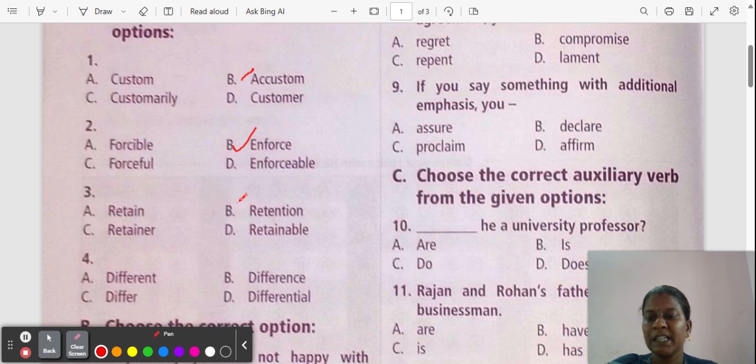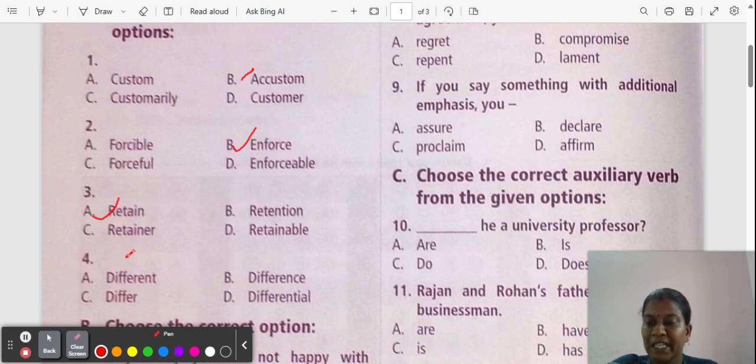Then question number 3. Option A, retain, option B, retention, option C, retainer, option D, retainable. The meaning of retain is to keep or continue to have something. Option B, retention, is the action of keeping something. Option C, retainer, is a thing that holds something. Option D, retainable, is capable of being retained. So here the verb is retain, option A.